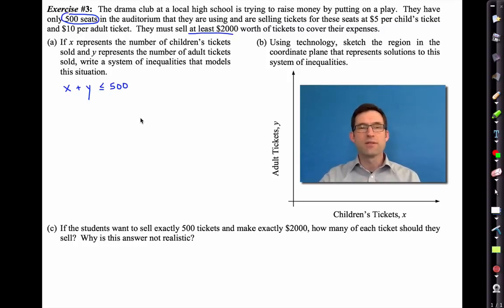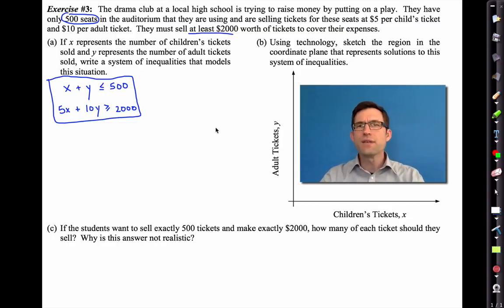But we have to make $2,000. So if we take $5, which is the cost of a child's ticket, and we multiply it by how many child's tickets we have, then we add to that $10 per ticket times the number of adult tickets we have, which is Y. That's got to be at least $2,000. So there's our system of inequalities. Letter B, using technology, sketch the region in the coordinate plane that represents solutions to this system of inequalities.